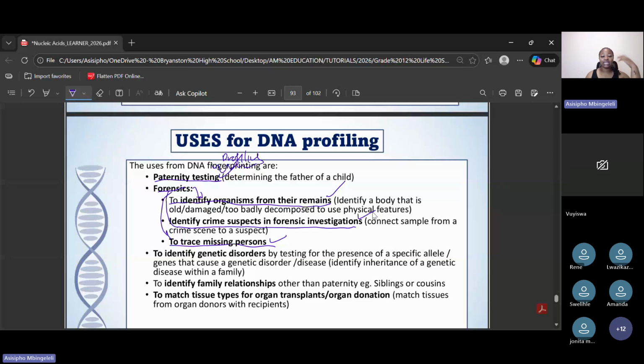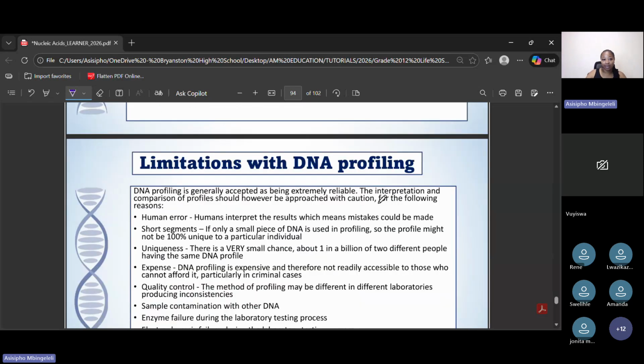Now, we can also use DNA profiling to identify genetic disorders, to identify family relationships, to match tissue types for organ transplants or organ donation. I'm not going to explain everything else because they don't need you to explain more. So you just need to write what I've underlined and the tick. Remember 2 or 3 here, that's it. That's 3 marks that I need everyone to have.